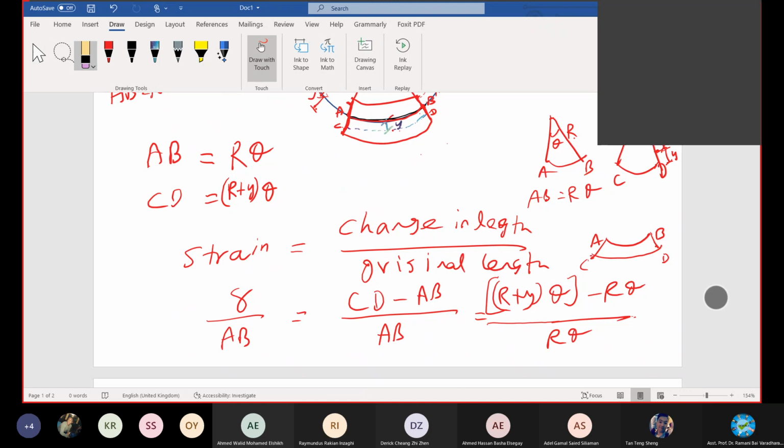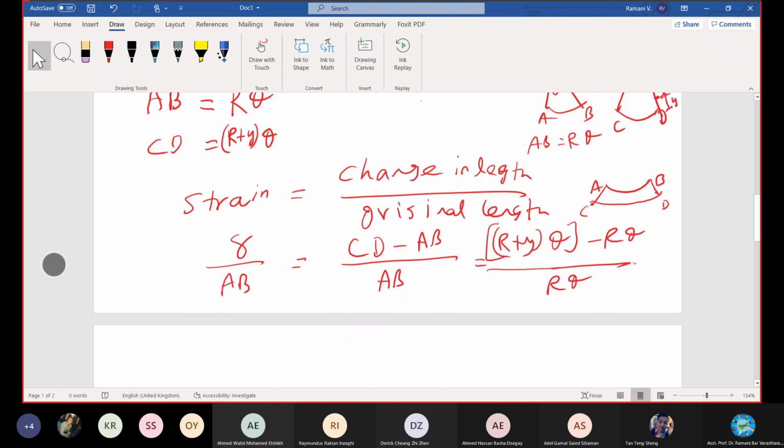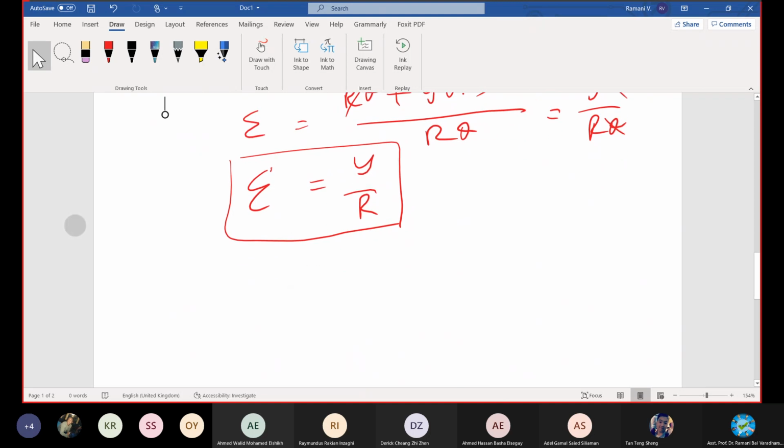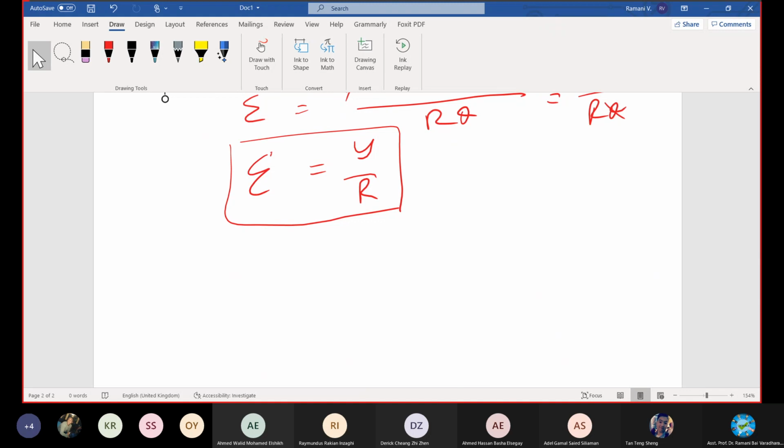Change in length is given by CD minus AB, CD being the extended one. We already found what AB and CD are. I substitute the values, and the original is AB, the original neutral axis. So I got the strain value. From this strain value, we can find other values like stress, the I value and so on. Keep this aside. Then we go for bending stress.